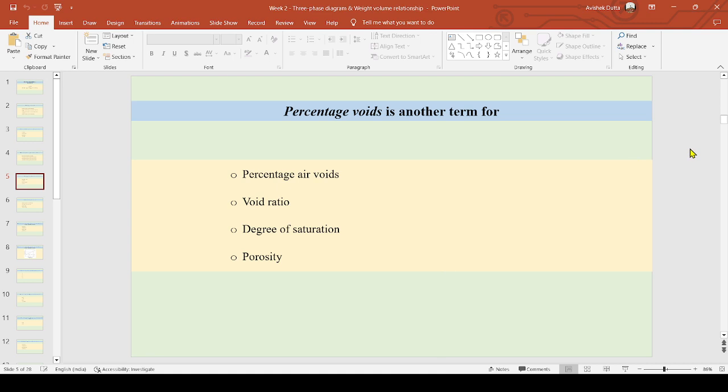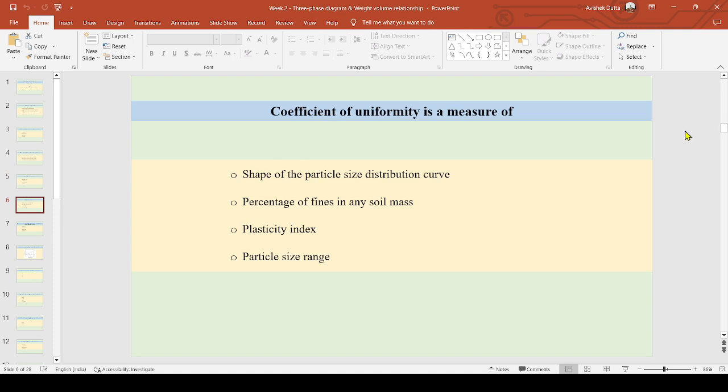Percentage voids is another term for. The options are percentage air voids, void ratio, degree of saturation, or porosity. Next question. Coefficient of uniformity is a measure of. Your options are shape of the particle size distribution curve, percentage of fines in any soil mass, plasticity index, or particle size range.